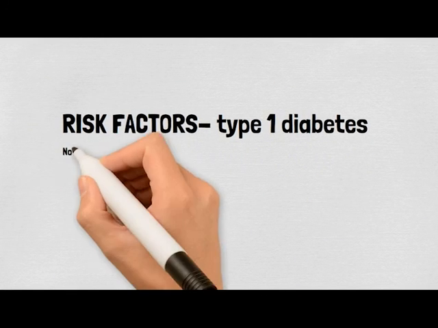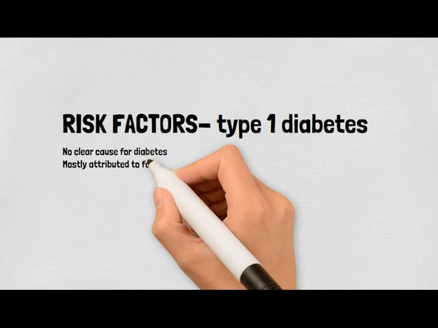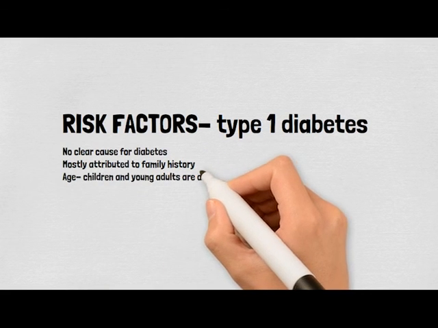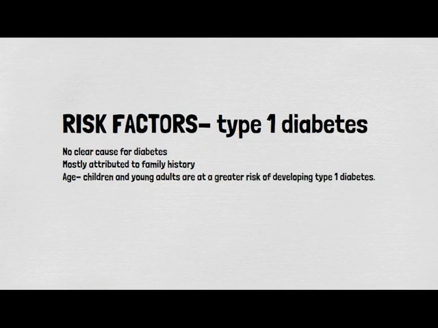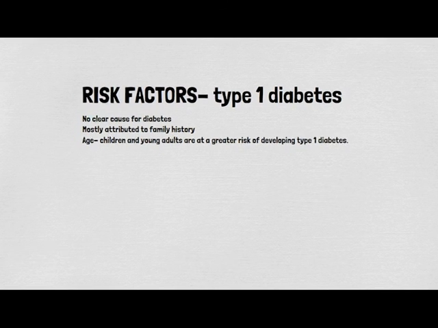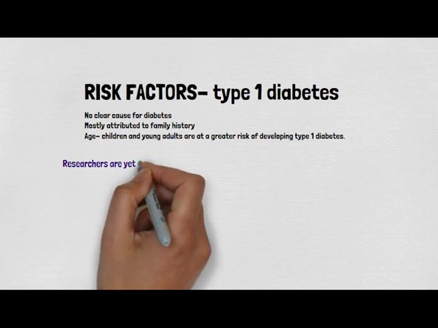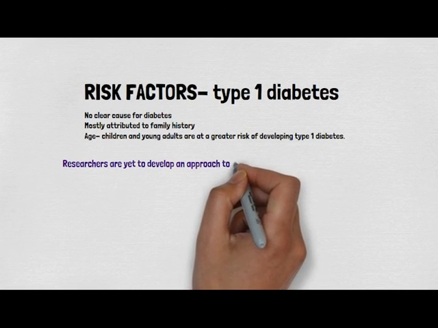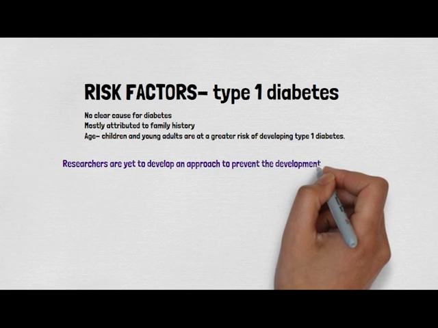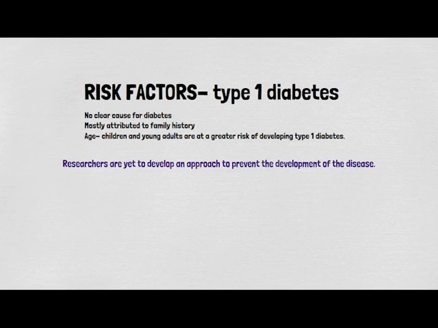Let's look at the risk factors. Type 1 diabetes. There is no clear cause for diabetes, but most cases are attributed to family history, whereby, if one's close relative has the disease, there is high probability to develop the same disease. Age plays a major role in that children and young adults are at a greater risk of developing type 1 diabetes. Researchers are yet to develop an approach to prevent the development of the disease.